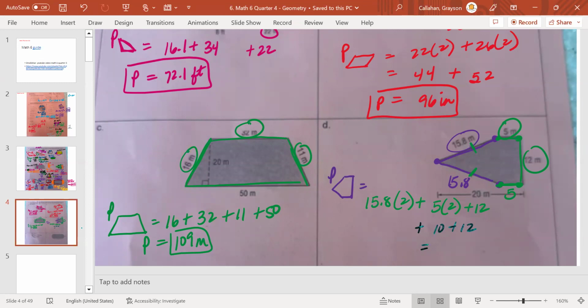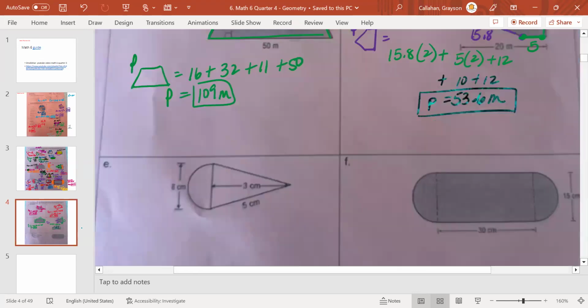What is it? 53.6. Is it the total? Okay, 53.6. This is perimeter, so meters. There we go. All right, we're good? All right, E.